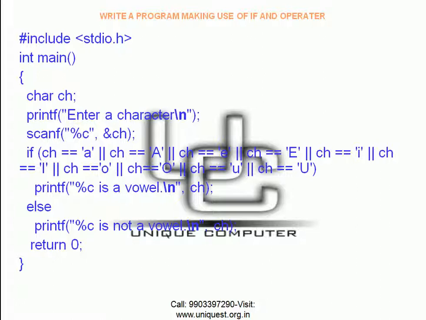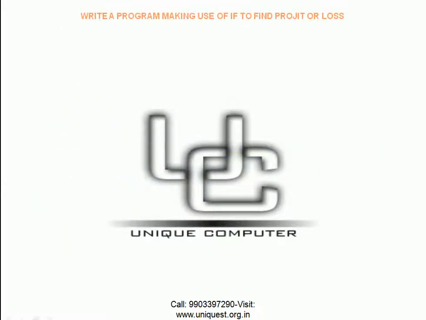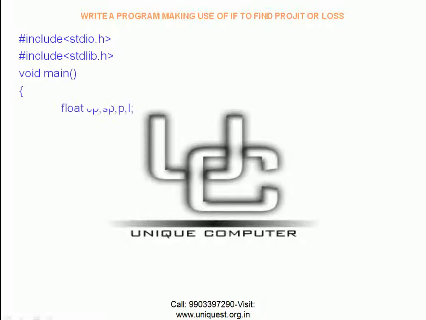With the execution of the first program done, we proceed to the next program, which is to write a program making use of if to find out whether you incur a profit or a loss. So we take a header file and proceed with the void main. Then we take some variable declarations, all of type float. CP represents the cost price, SP the selling price, P profit or L loss, and then we print a statement on the screen which will read: enter cost price and selling price.